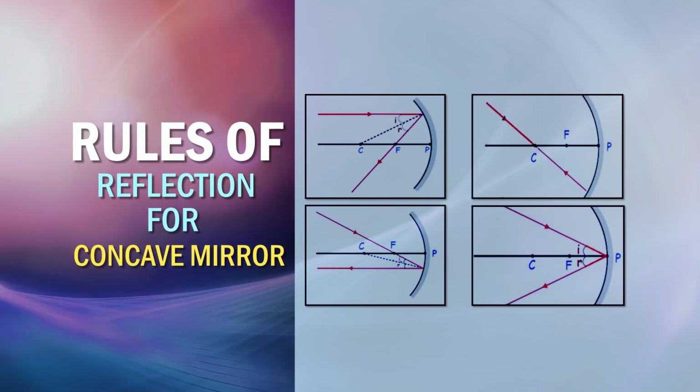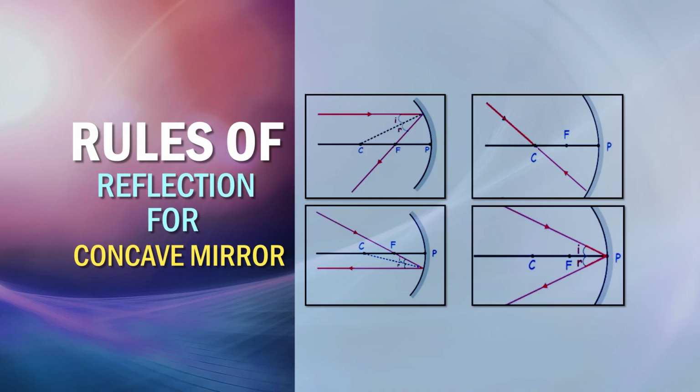Here you can see, in example picture 1, a ray is coming parallel to the principal axis, and after reflection it is going through the focus. The image just below that is also showing the same. Similarly, if the incident ray is coming through the focus, it is reflected back parallel to the principal axis. If a ray is coming through the center of curvature, it will return the same way.